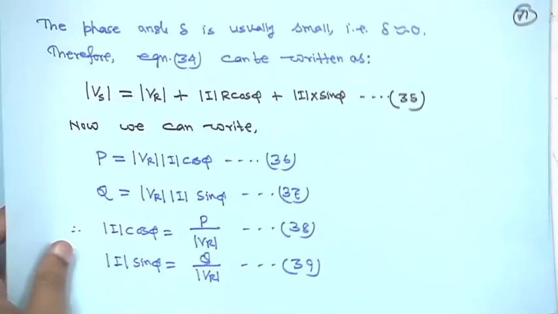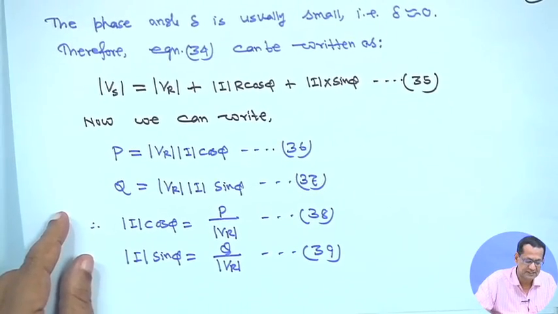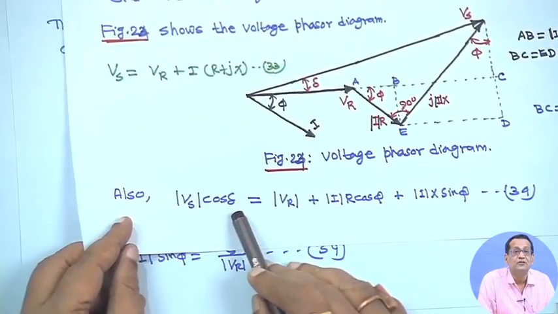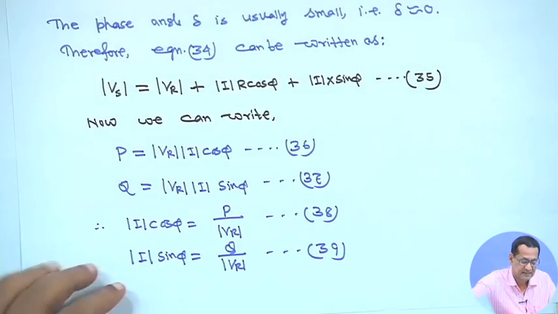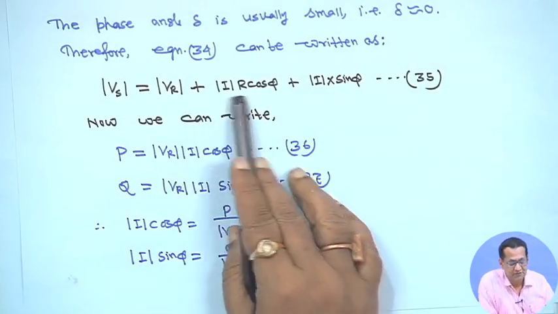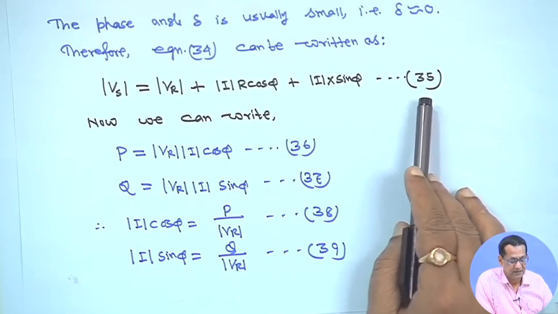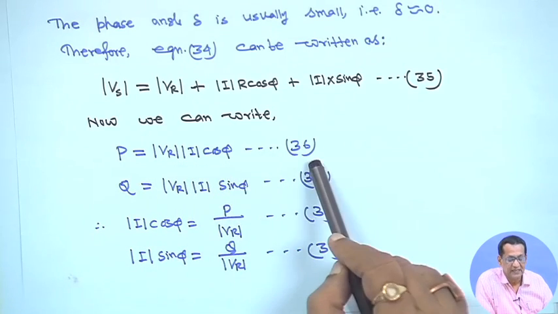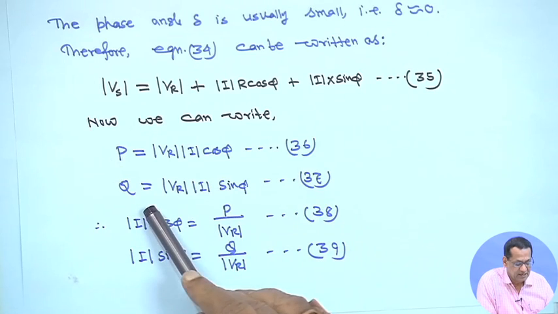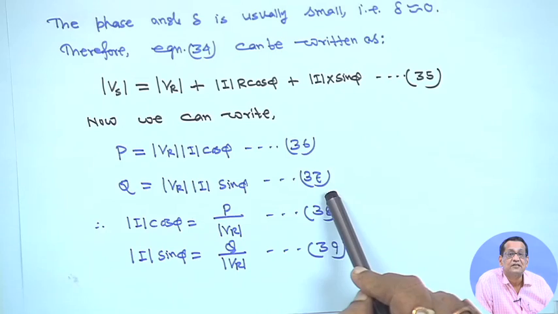That means this equation 34 can be written as, if delta is equal to 0 you put, so it is cos 0, which is 1. So, magnitude of Vs is equal to magnitude of Vr plus magnitude IR cos phi plus magnitude Ix sin phi, this is equation 35. Now, we can write P is equal to magnitude Vr I cos phi, this is power equation 36, and Q is equal to magnitude Vr magnitude I sin phi, that is 37.